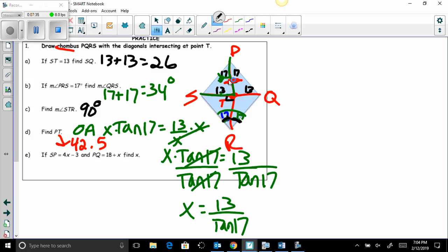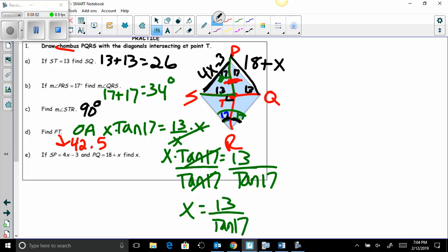All right, let's see what I got now. So SP, this part right here, is 4x minus 3. PQ, this part right here, is 18 plus x. How am I going to go ahead and find x? Well, what do you know about a rhombus? If it's a rhombus, my opposite sides are going to be congruent.